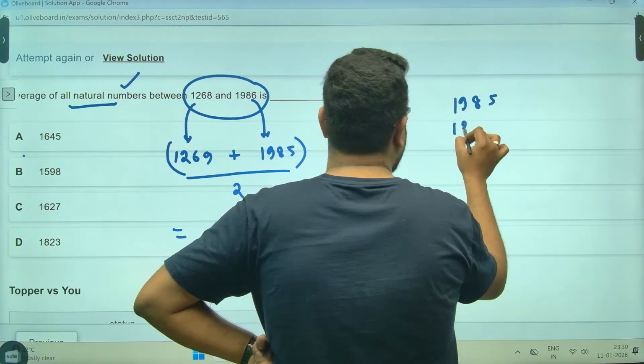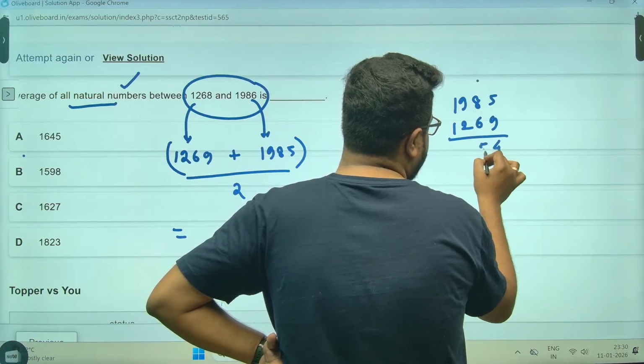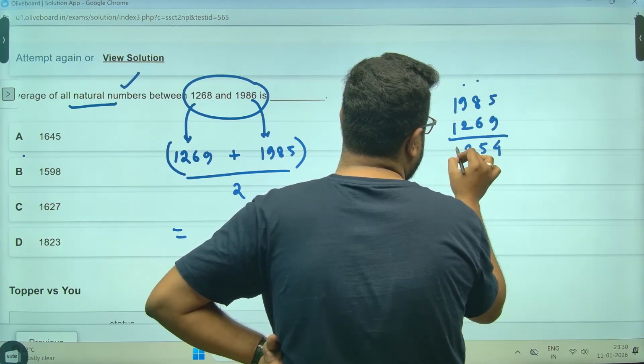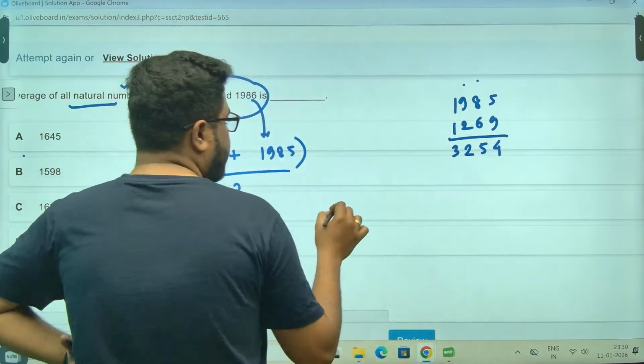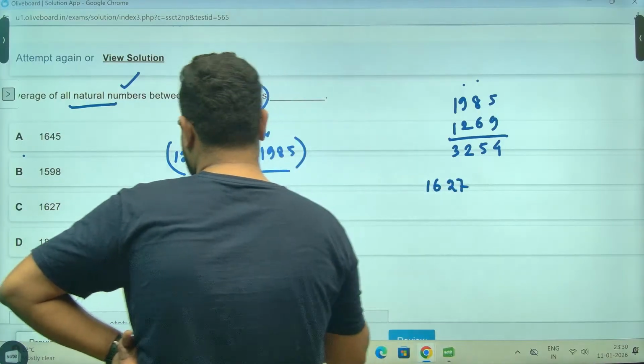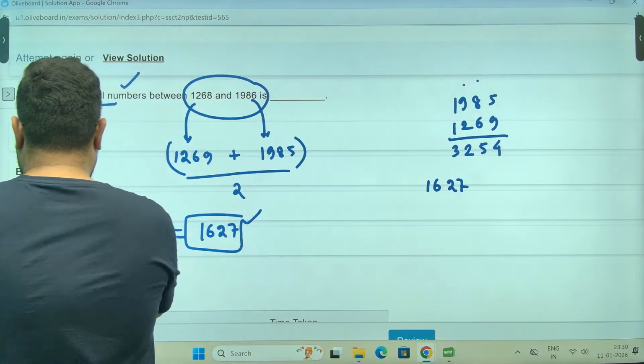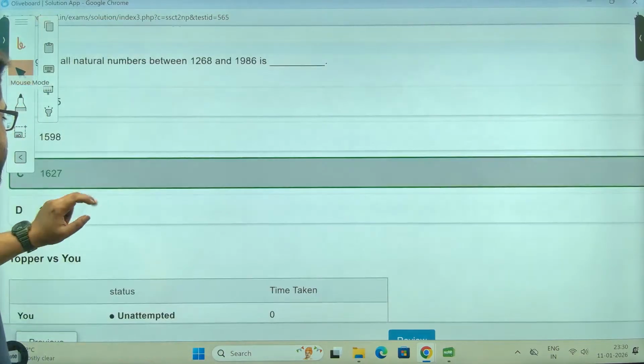1985, 1269. 14 1 8 6 14 5 1 10 12 1 3, sir. 3254 meaning 1627. 1627 is the answer, sir. Perfect. Option number C.